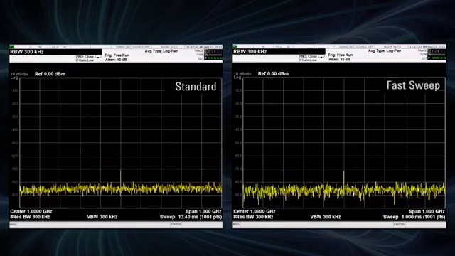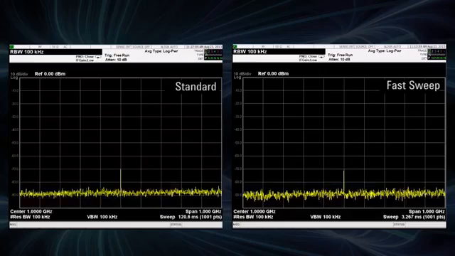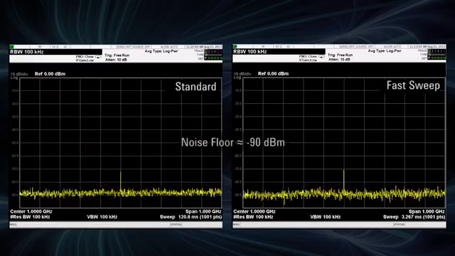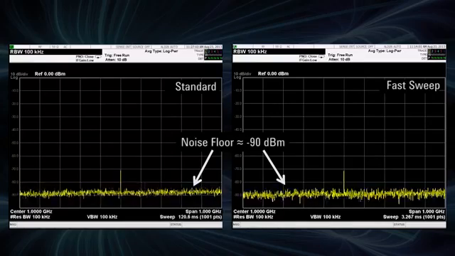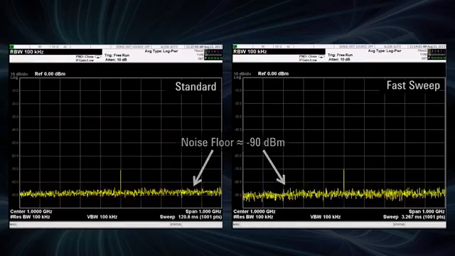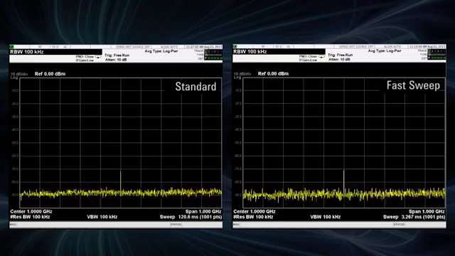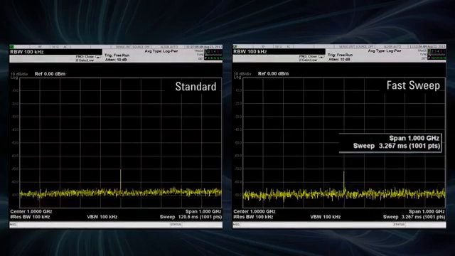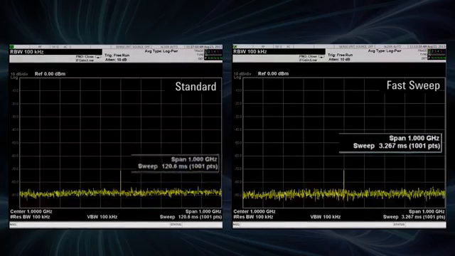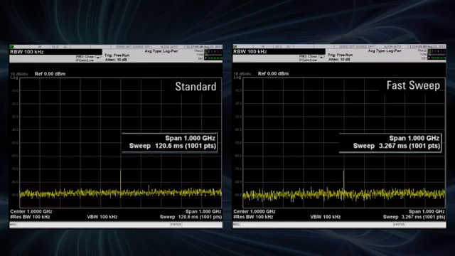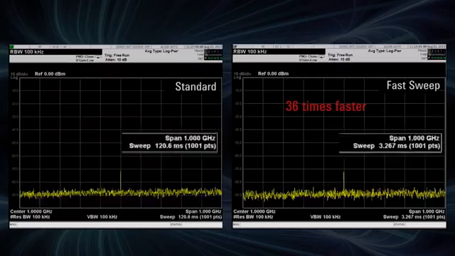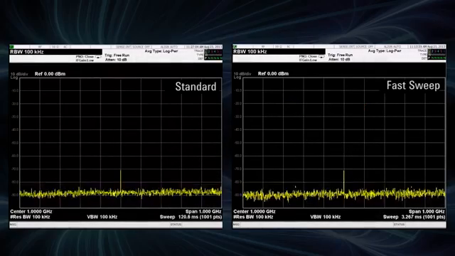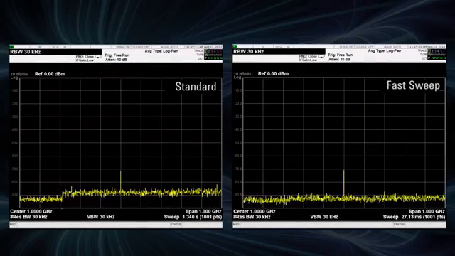If we reduce the RBW to 100 kHz, you can see both the analyzers are measuring a noise floor at around -90 dBm, with similar standard deviations of the CW signal. However, the upgraded analyzer can perform the sweep in just 3.267 milliseconds, while the other is taking 120.6 milliseconds. That's 36 times faster. Let's lower the RBW further down to 10 kHz.